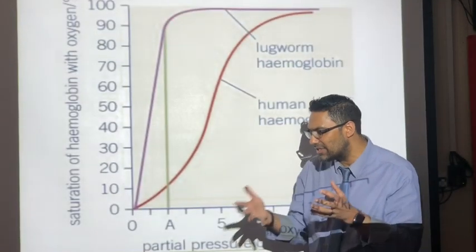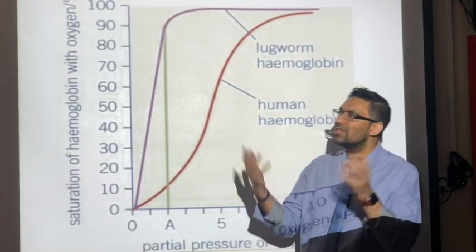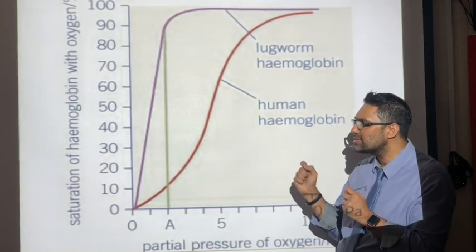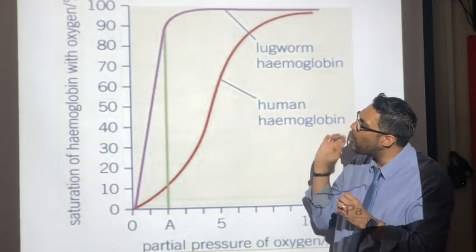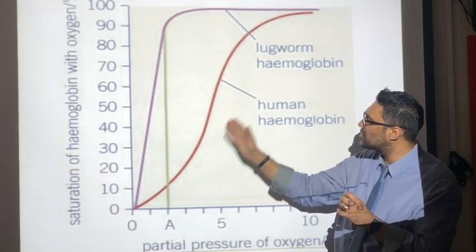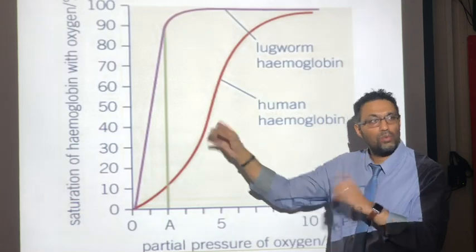Think about where it lives. Does it live somewhere with very little oxygen, or somewhere with loads of oxygen? Think about those things, and where it is going to shift compared to the human one, to the left or to the right. So lugworms, to the left.